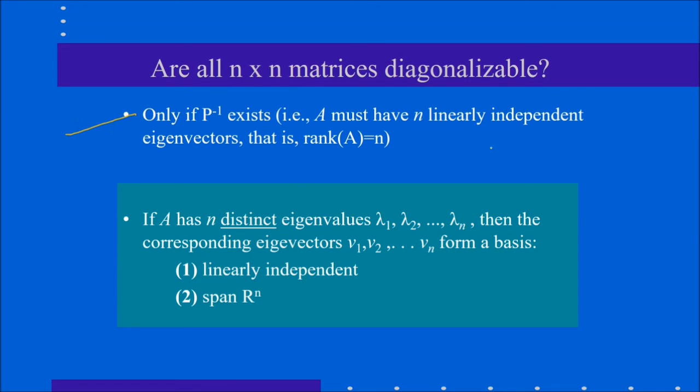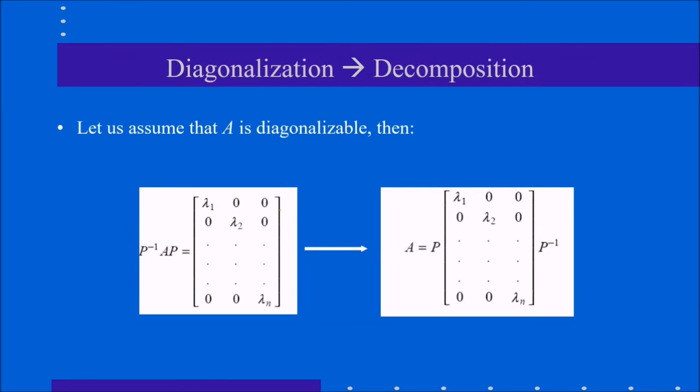Are all n by n matrices diagonalizable? Only if P inverse exists, because A must have n linearly independent eigenvectors, that is, the rank of A should be n. And if A has n distinct eigenvalues, lambda 1 to lambda n, then the corresponding eigenvectors V1 to Vn form a basis, which we call linearly independent, and they span R to the power n.